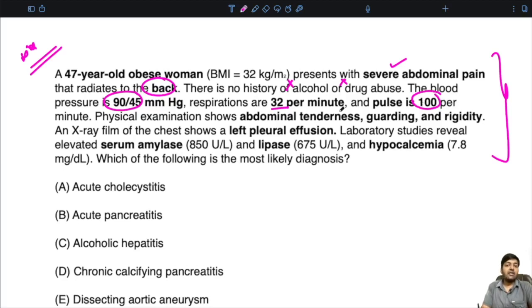The physical examination is showing abdominal tenderness, guarding and rigidity. An X-ray film of the chest is showing a left-sided pleural effusion. Laboratory studies reveal elevated serum amylase to the tune of 850 units per liter and serum lipase to the tune of 675 units per liter, as well as hypocalcemia. Which of the following is the most likely diagnosis? First we are going to read, then we will come back to this particular question.